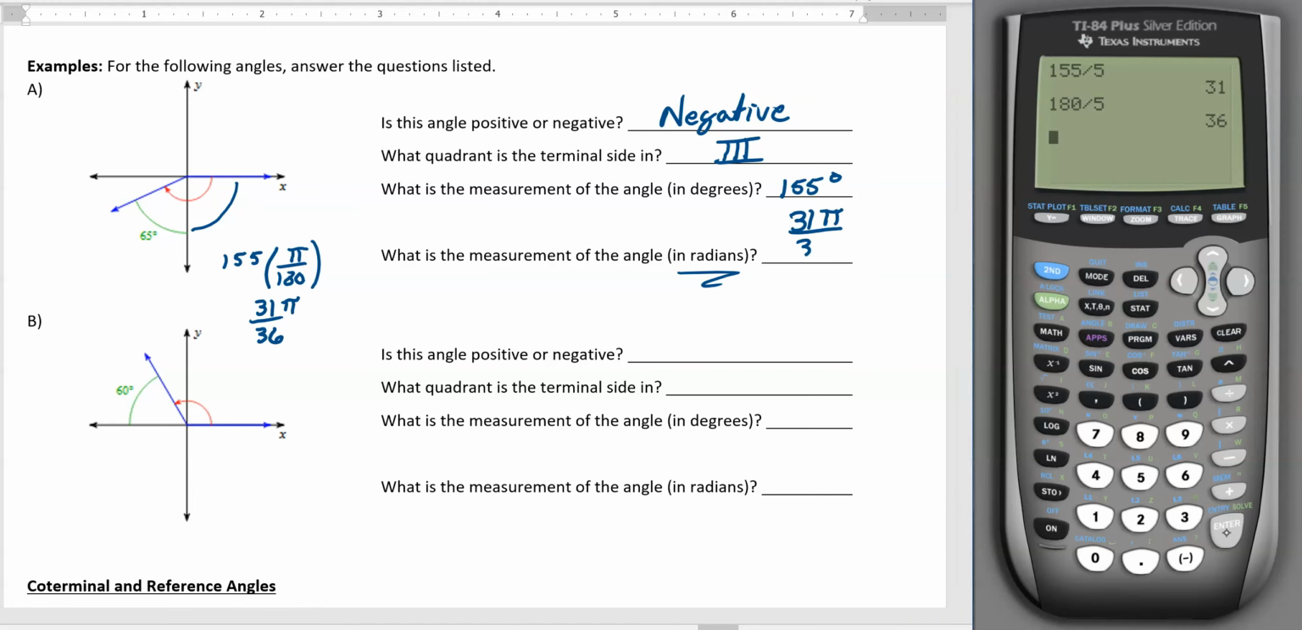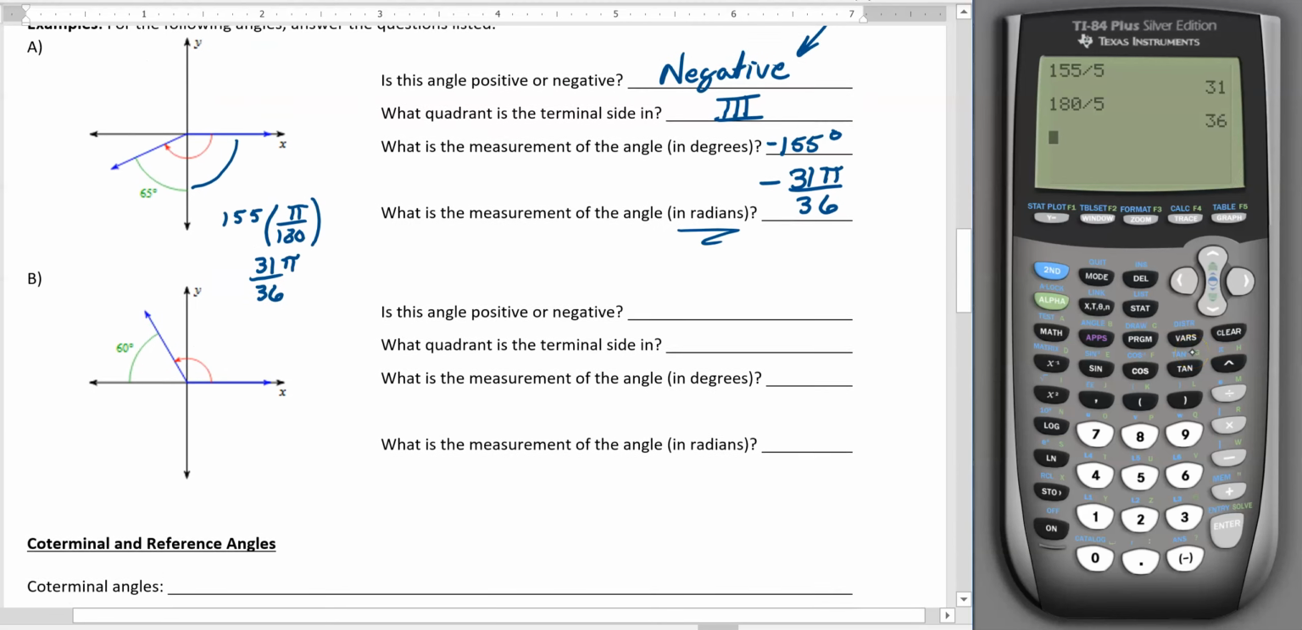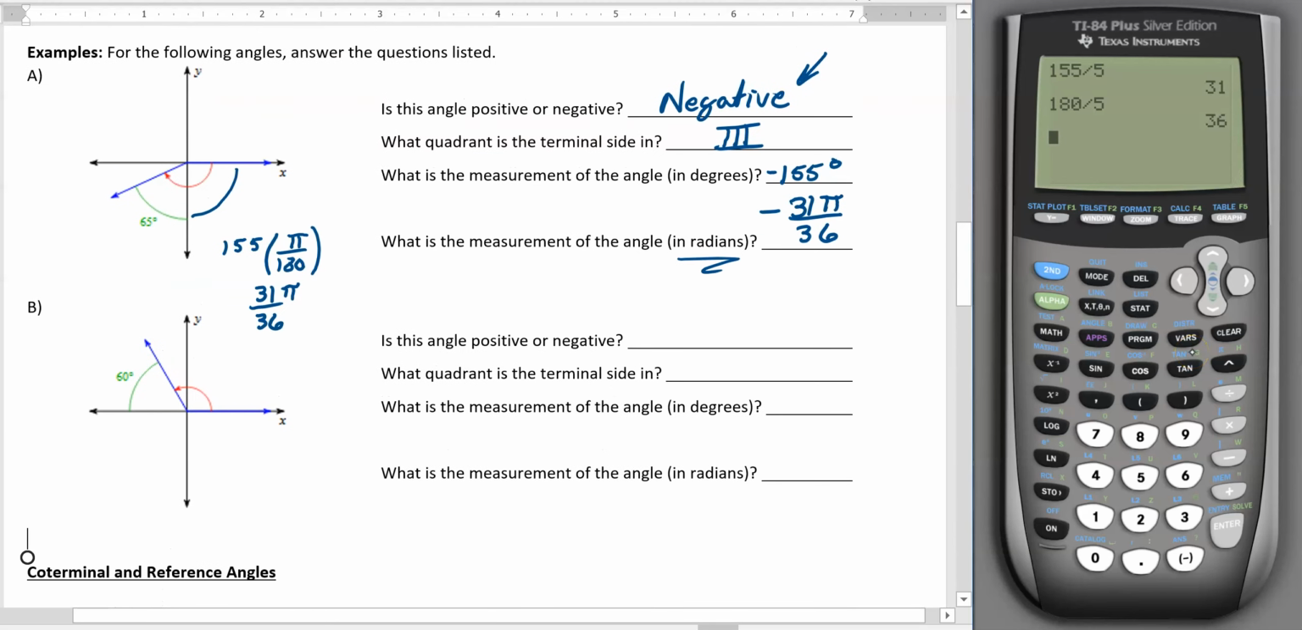over 36. Now notice, these are negative, so we need to include those negative degrees, right? This is a negative angle, so we need to include that in our measurement. Negative 155 degrees and negative 31 pi over 36.